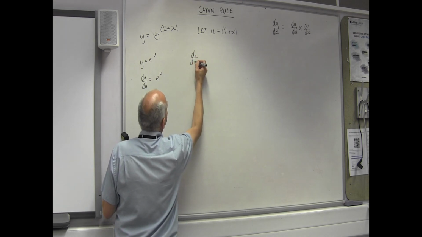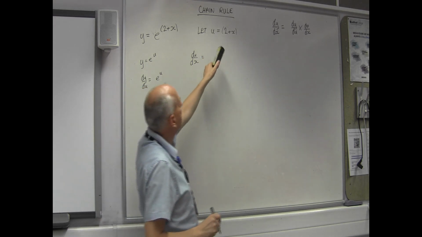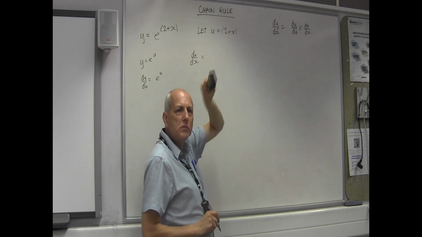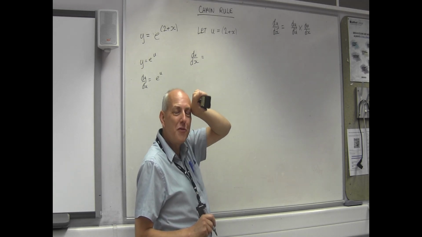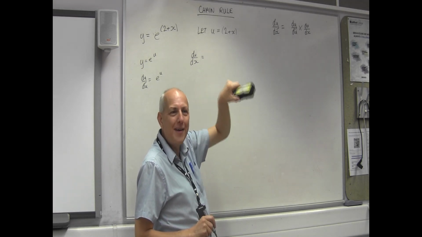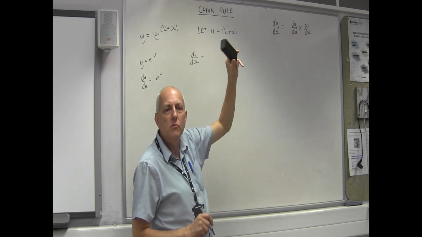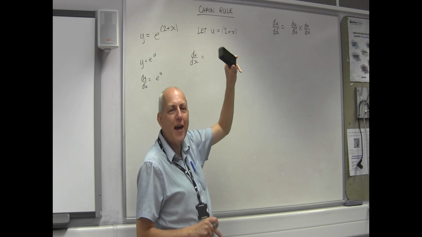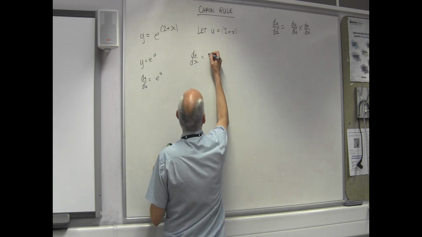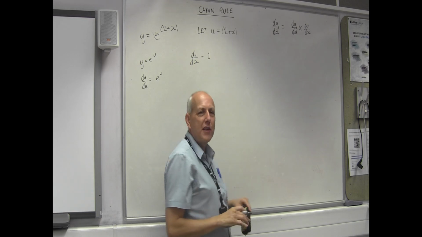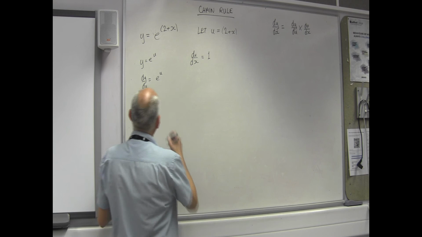Now, du dx. What's the derivative of this? What's the derivative of 2? Nothing, yeah? Derivative of a constant is nothing. What's the derivative of x? 1. It's always the easy ones that catch people out. So that's that. So bring them back together.